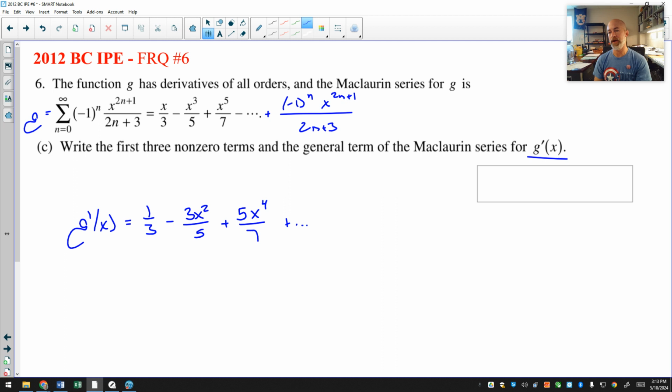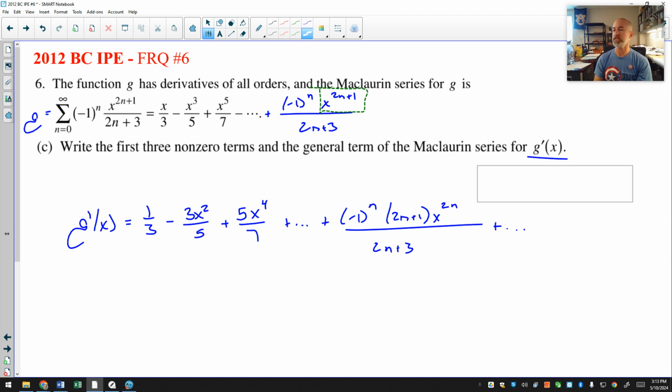And then for my general term, the only x term here is that. Everything else is a constant. We're differentiating with respect to x. So the -1 to the n will stay there. The 2n plus 3 is going to stay down here. And when you differentiate x to a number power, you bring that exponent down, 2n plus 1, x, and then you subtract 1 from the previous exponent. 2n plus 1 minus 1 would be 2n. There is your general term, and we are done.